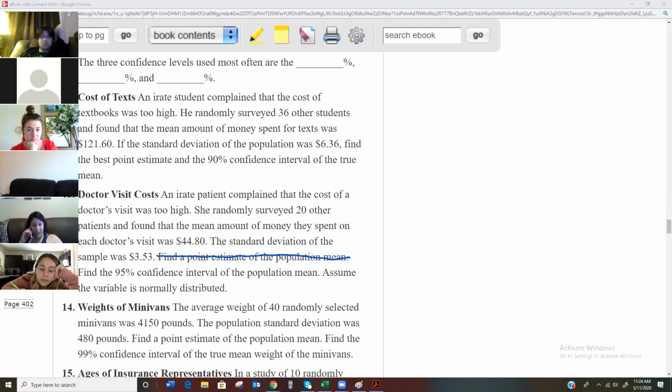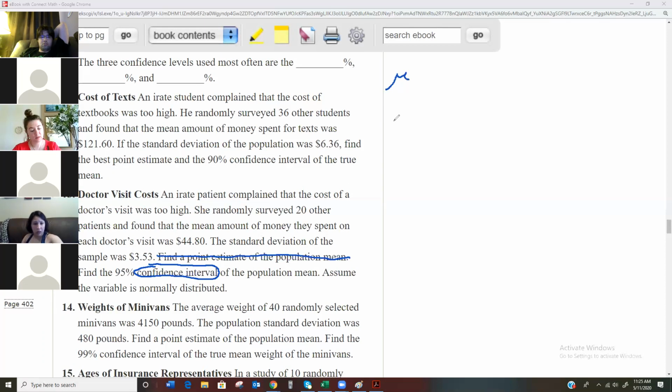It's asking you to do a confidence interval. So before you do a confidence interval, what do you have to decide? Which one of what are our choices? Proportion or a mean, right? So is this a proportion or a mean?